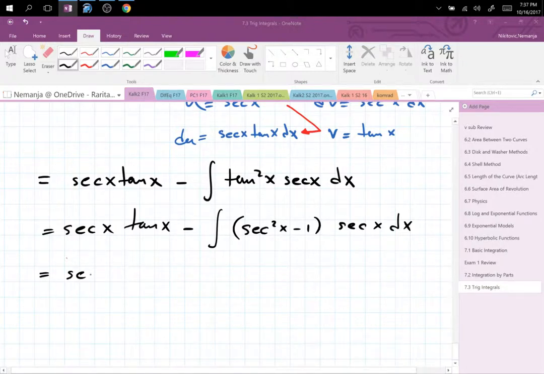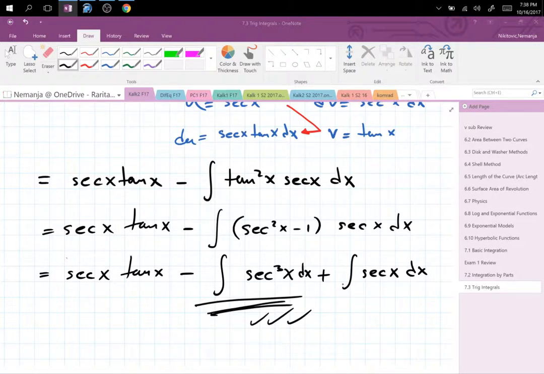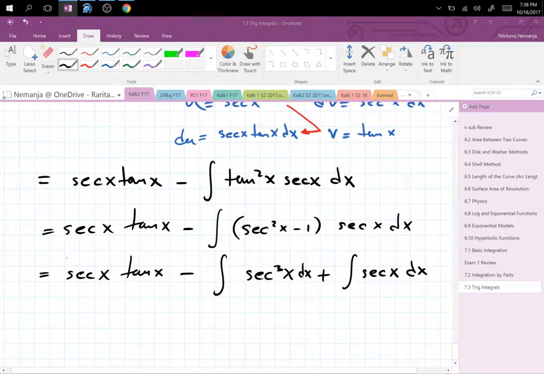Okay? So we have secant x tangent x minus the integral of secant cubed x and plus the integral of secant x dx. Do you see this guy? What do we do with this? No, you have a minus and a minus is a plus. Right? Are we good there? Oh no, we have that right there. We already did that. That one. Yes, yes, and yes.